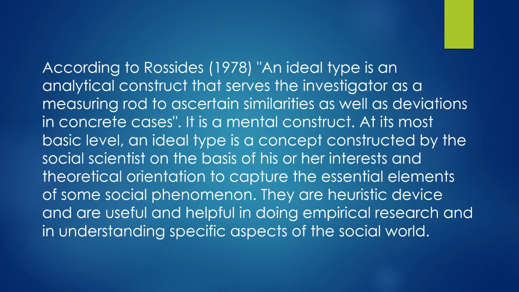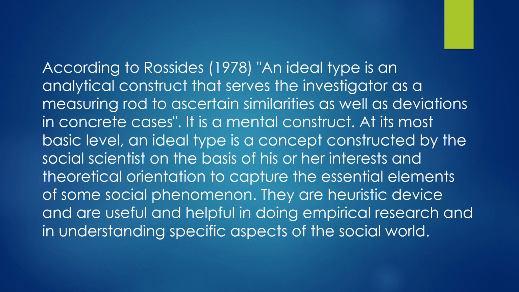At its most basic level, an ideal type is a concept constructed by the social scientist on the basis of his or her interests and theoretical orientation to capture the essential elements of some social phenomenon. They are a heuristic device and are useful and helpful in doing empirical research and in understanding specific aspects of the social world.